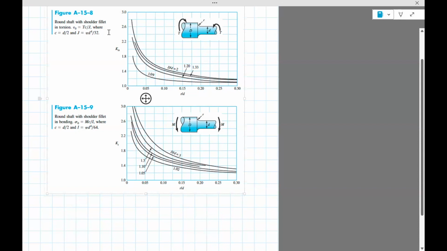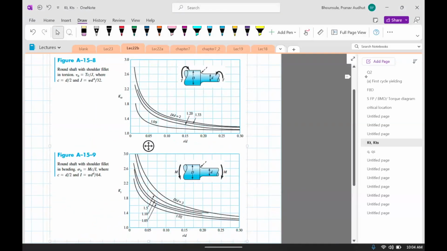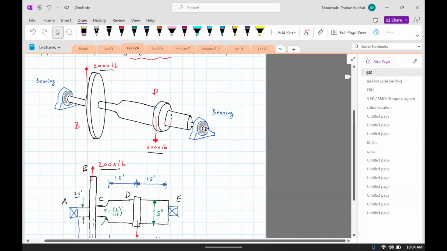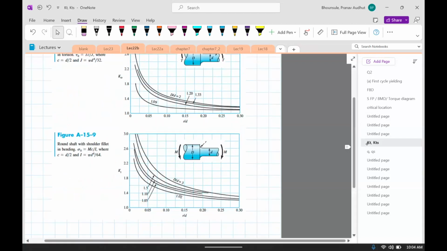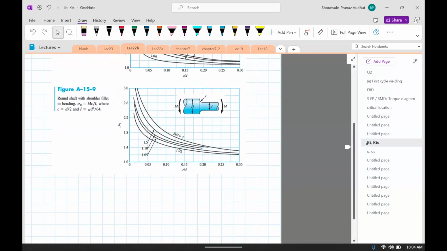So we need the ratios, capital D divided by small d, and we need R. We can get those from looking at point C. At point C, the larger diameter capital D is 5 inch, the smaller diameter small d is 2.5 inch, and the radius is 3/16 of an inch.